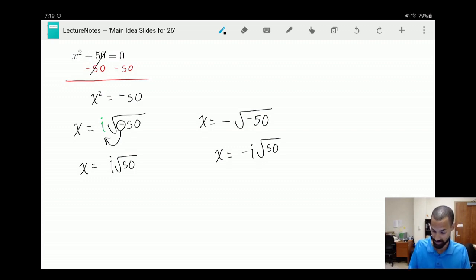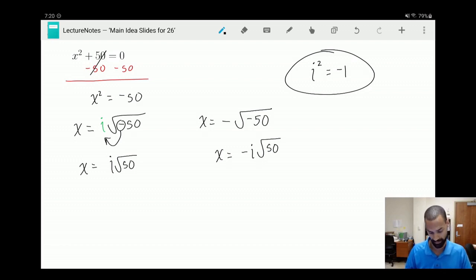Okay, what is going on there? We're not going to get too into it. All I'm going to say here is that when you see i squared, that equals negative 1. Okay, they call it an imaginary number. I don't like calling it that because I think that's misleading. It's part of complex numbers. Okay, so we have i square root of 50 and negative i square root of 50.